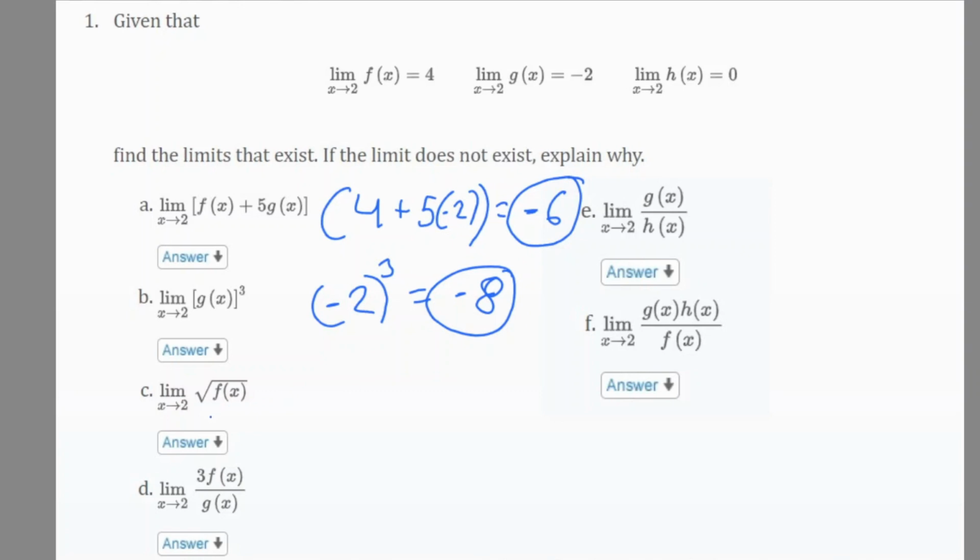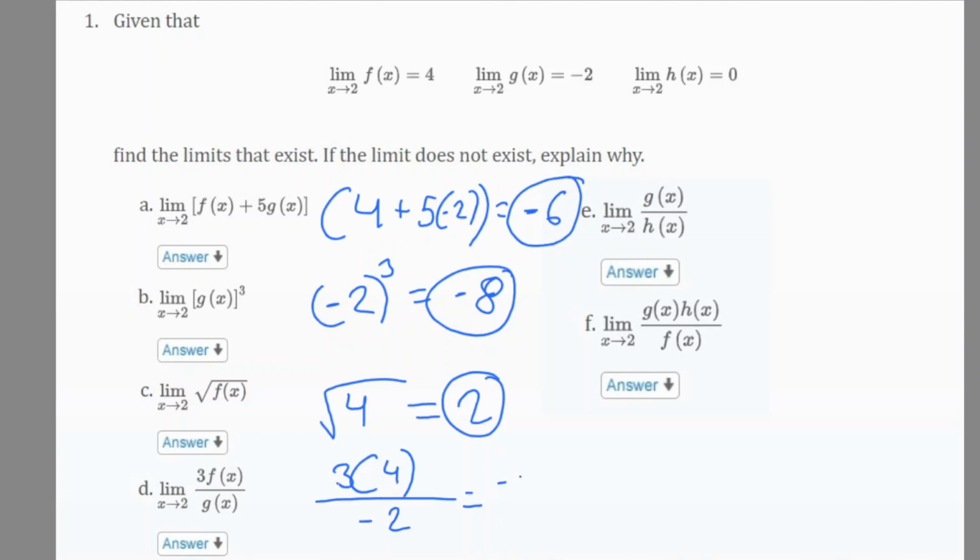C is asking us the limit as x goes to 2 of the square root of f(x). So we just plug in 4 for f(x), square root it. That would just give us 2. And then D is the limit as x goes to 2 of 3 times f(x) over g(x). So we have 3 here, open parentheses, and then we plug in 4, and on the bottom goes negative 2. This comes out to negative 12 over 2, which is also negative 6.